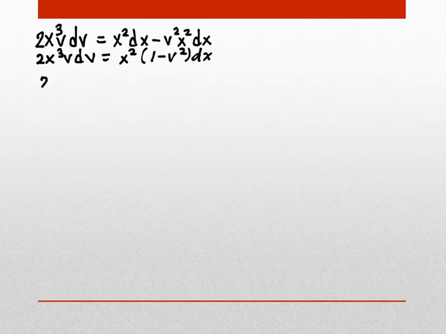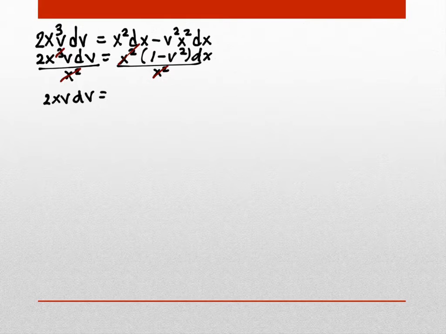So I've got 2, well, let me write it in just so that everybody sees that I did it. So this piece eliminates, and this piece eliminates with 2 of those, so it leaves me with 1. So I have 2xv dv on the left, and I have 1 minus v squared dx on the right. Now what?